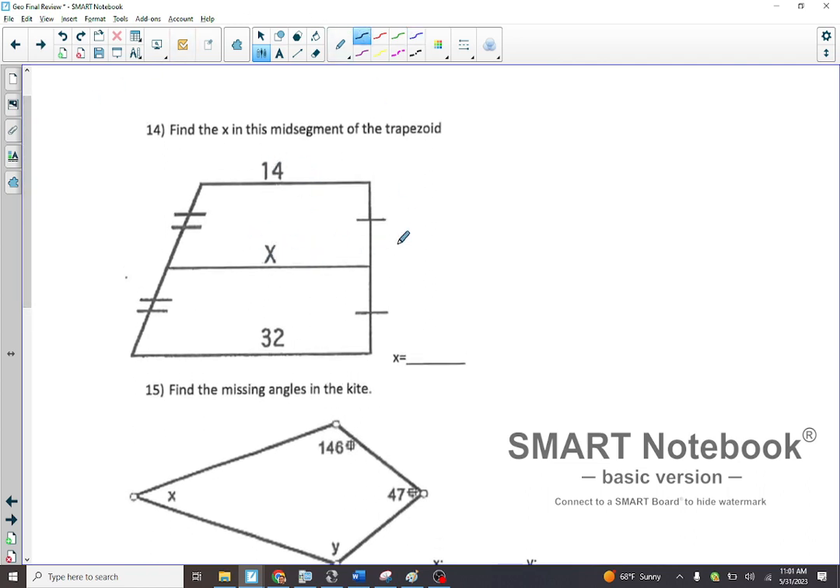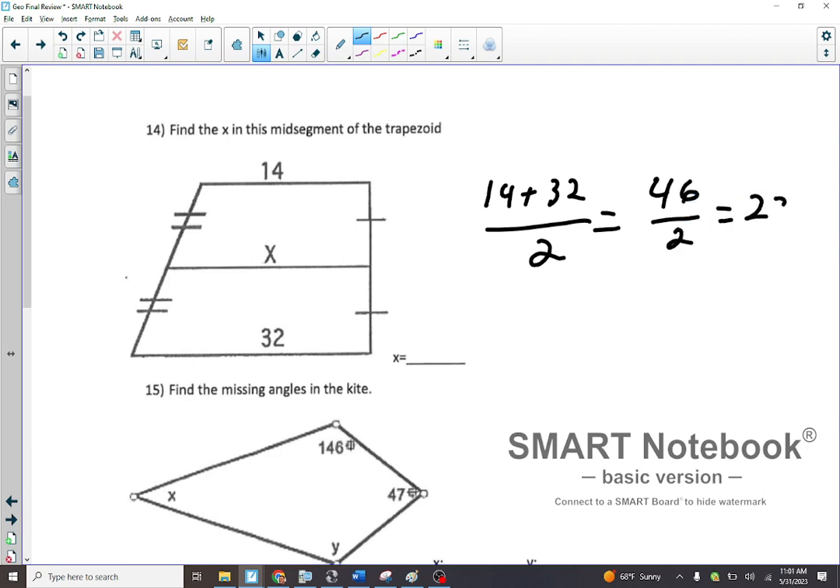This one, the midsegment right here, I know, is going to be the average of the two parts. So if this is 14 and this is 32, I do 14 plus 32 divided by 2. 14 plus 32 is 46, divided by 2, or 23. It is the average of the two bases by default.